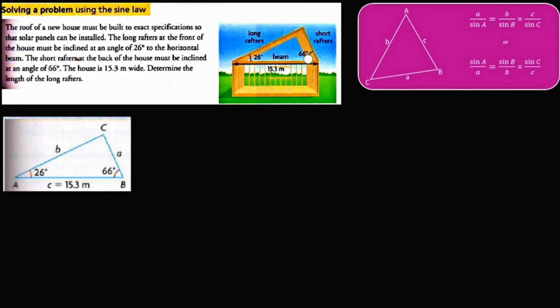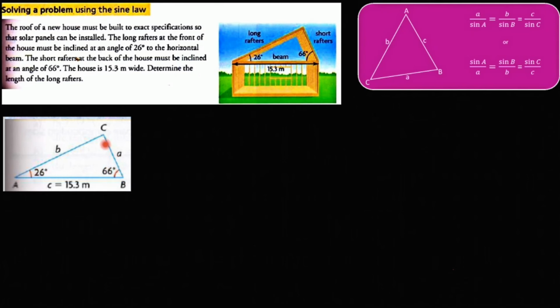This is 66 degrees between short rafter and the beam. The house is 15.3 wide, so this length is 15.3 wide. Determine the length of the long rafter. So the question asks us to determine the length of the long rafter. So I draw a diagram to model this question. So this AC is the long rafter, CB is the short rafter, AB is the bottom beam. This is 26 degrees, this is 66 degrees.